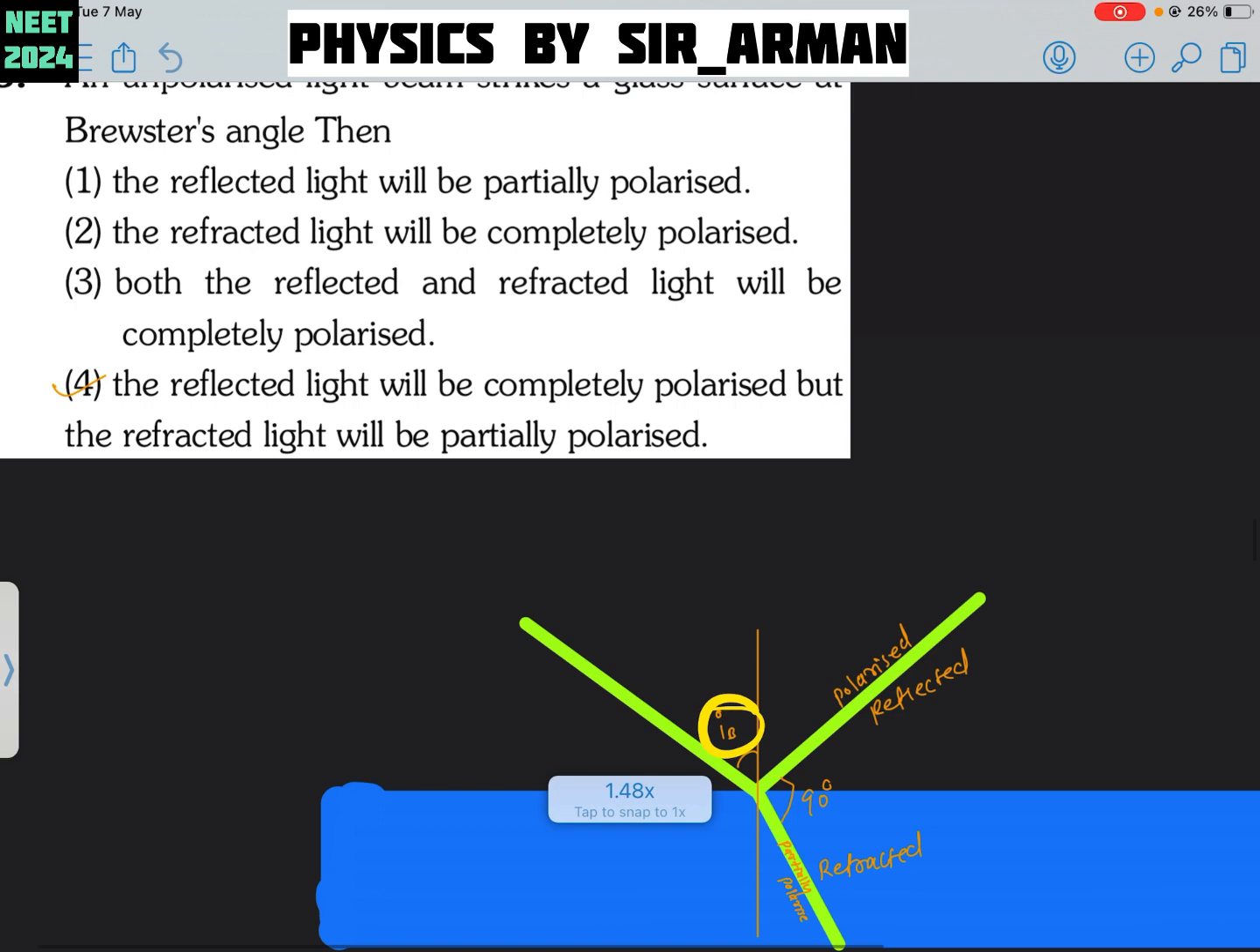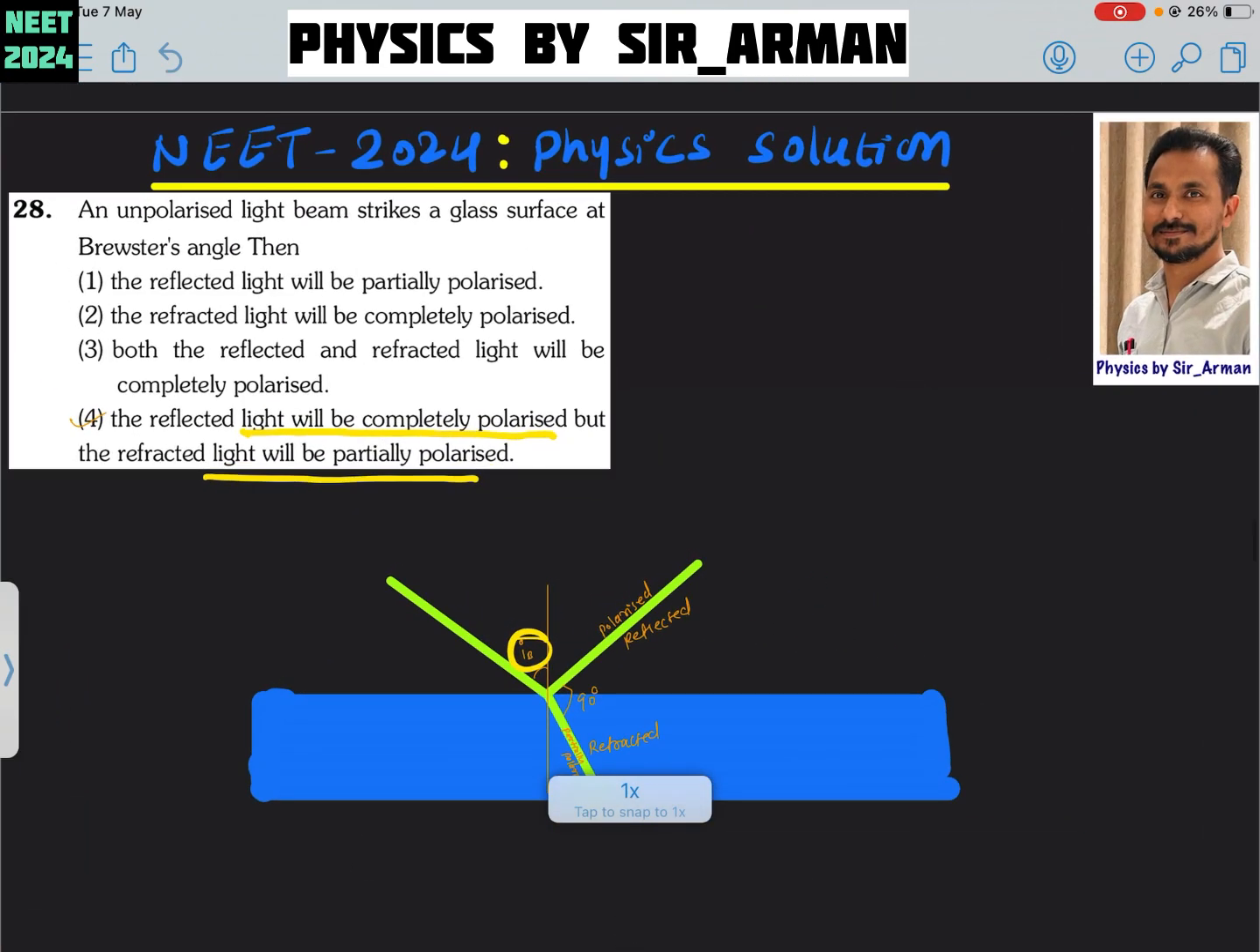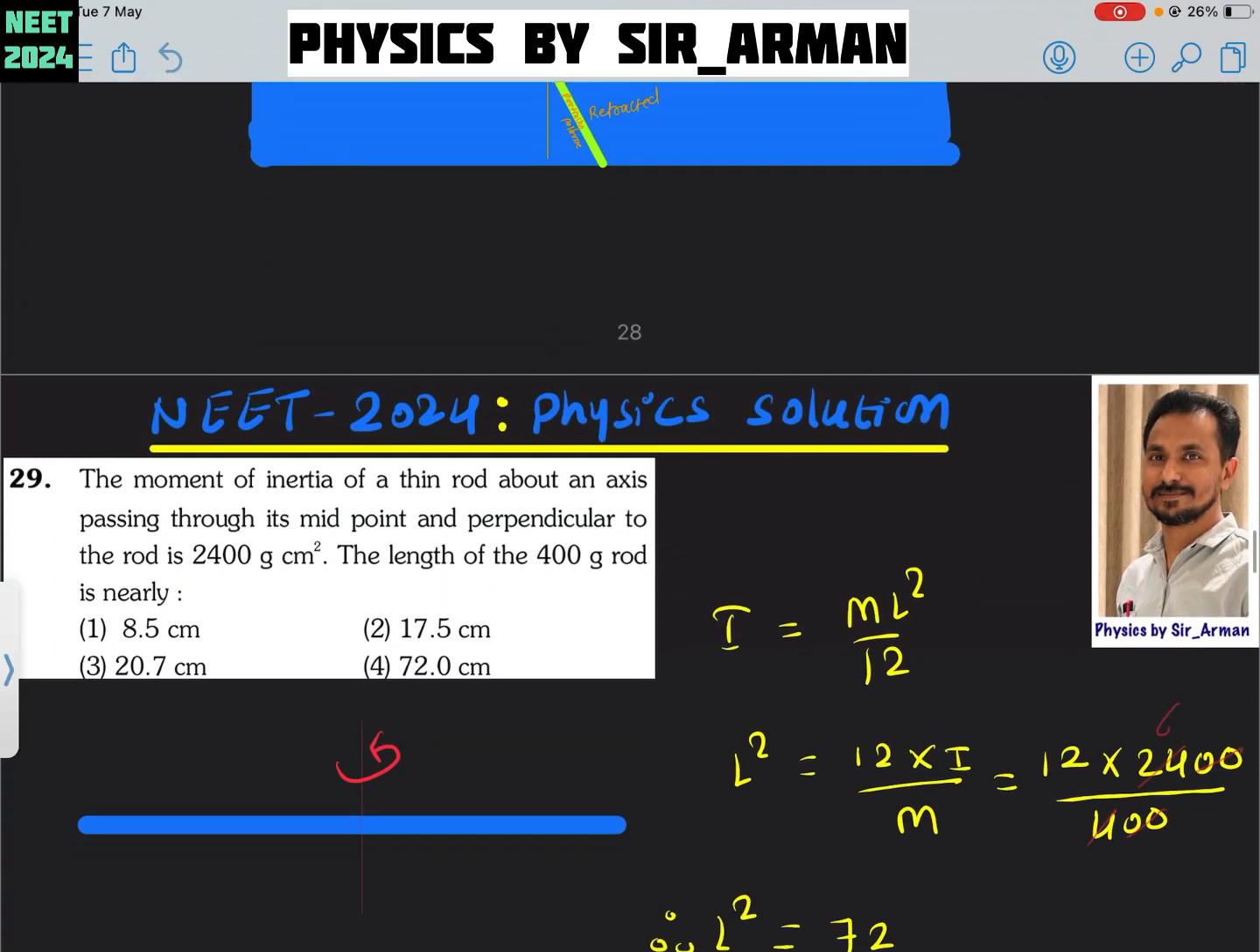This is from the theory. So the reflected ray will be completely polarized, but the refracted ray will be partially polarized. So option number 4 is the right choice.